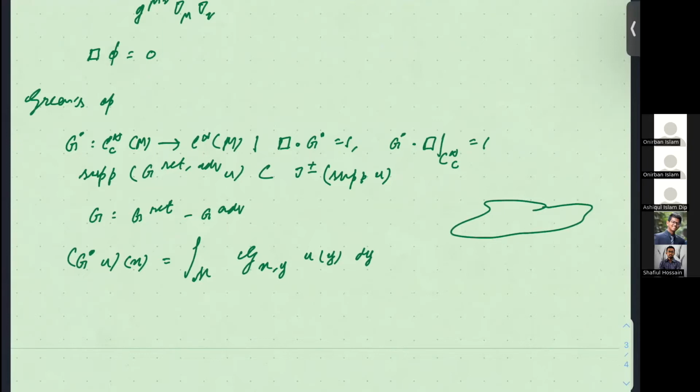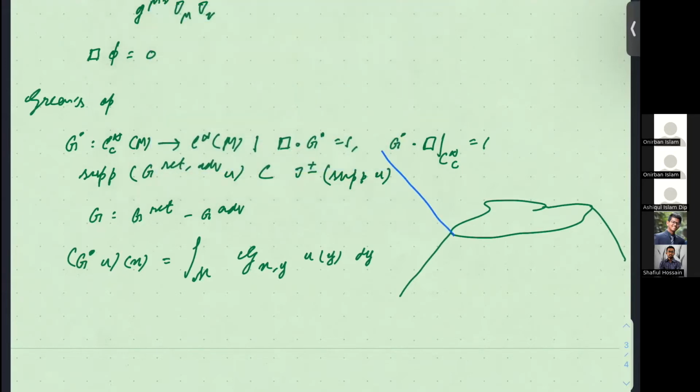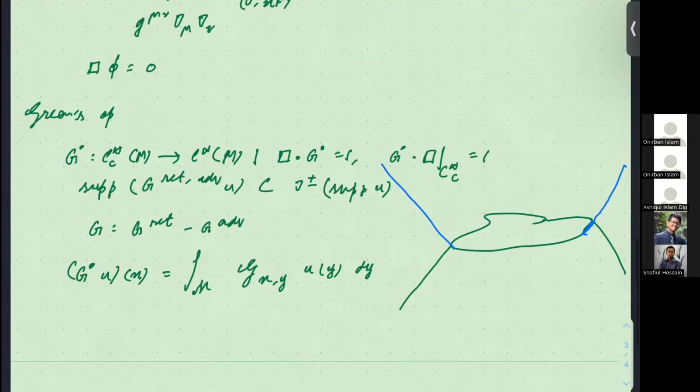So then G retarded will drive this way, and G advanced will drive this way. The minus would be the region which looks like a diamond, right? In general, if you have a nice spacetime, then it will be exactly a diamond region. What I want to know is G, the difference between G retarded and G advanced. What is that region? So, shade the region.